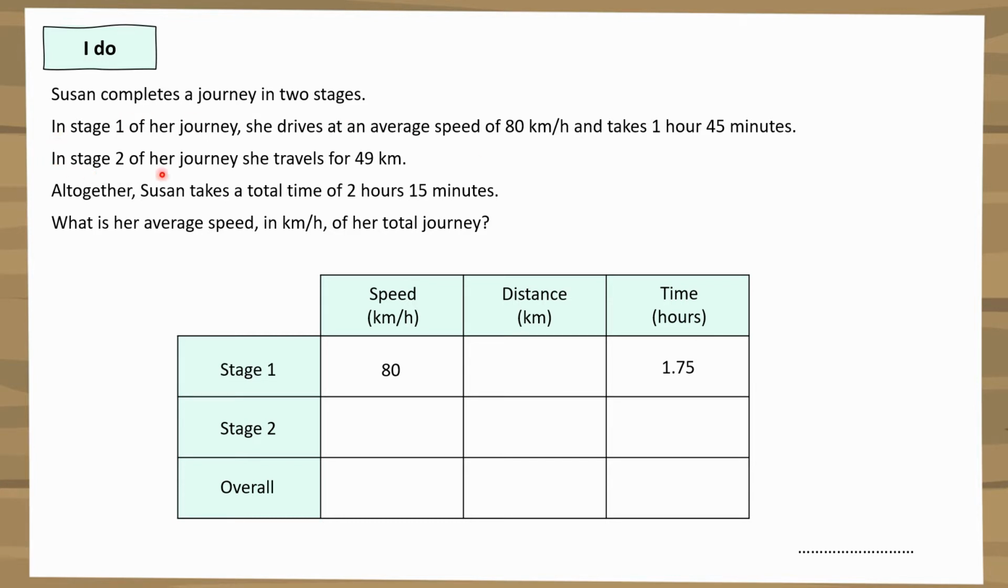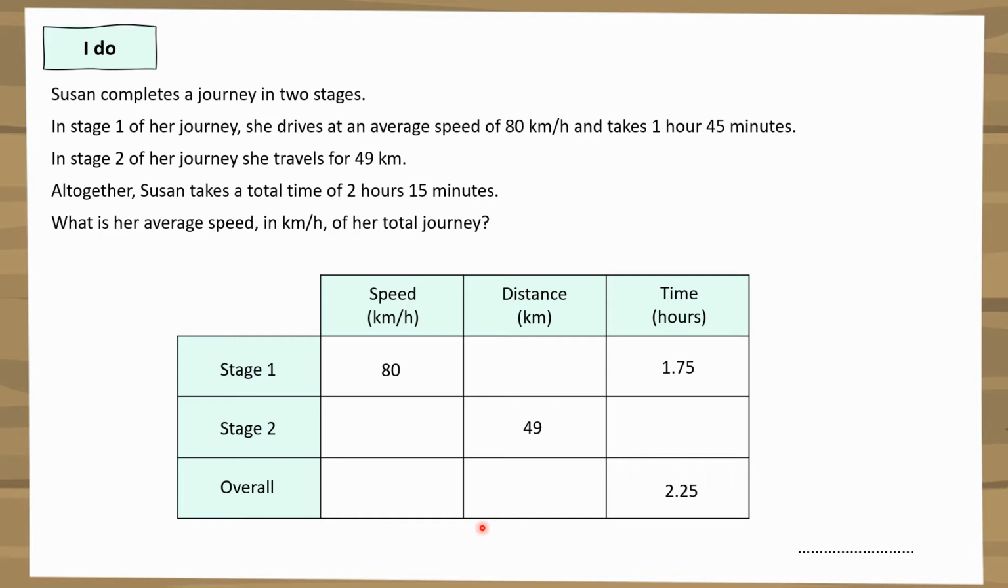In stage 2 of her journey, she travels for 49 kilometers. So this is stage 2, distance is 49. And then last piece of information we've got is that altogether, Susan takes a total time of 2 hours 15 minutes. So that's in my overall here. And again, I've just written that as 2.25 hours.